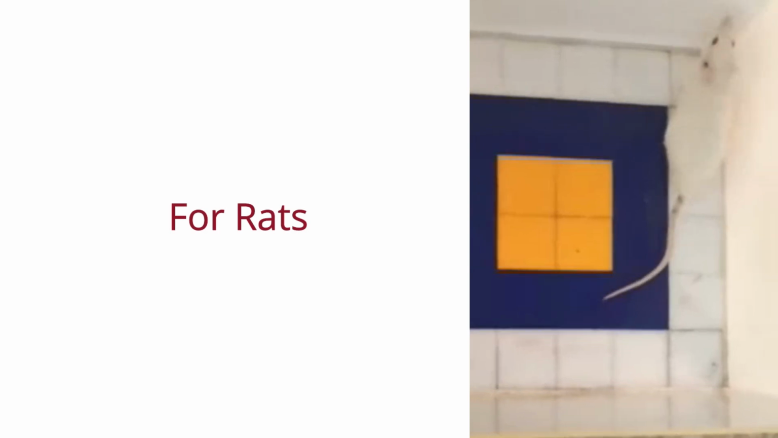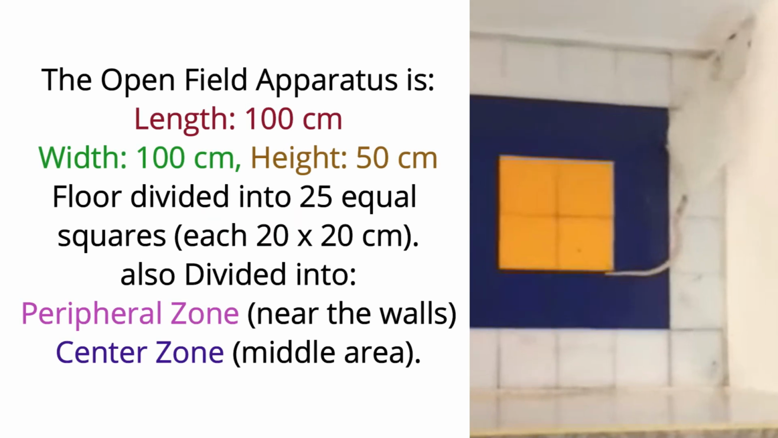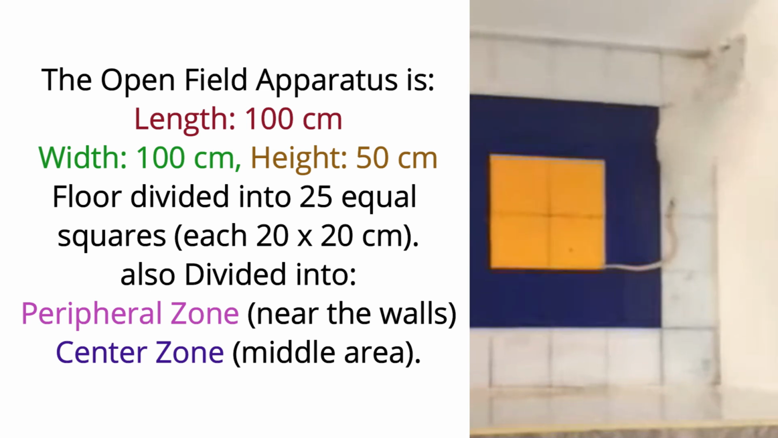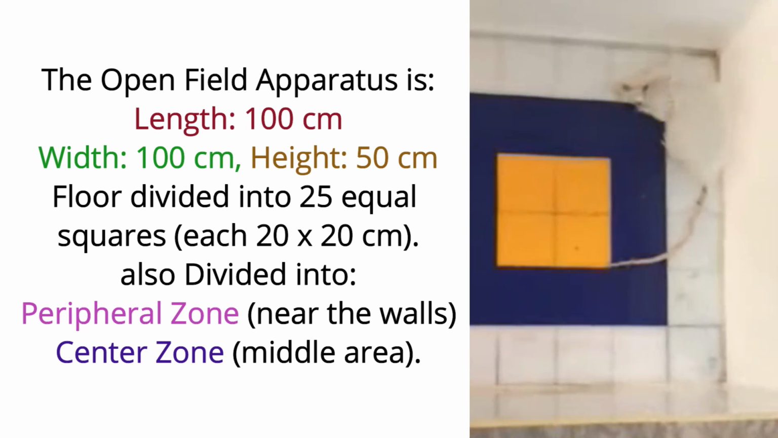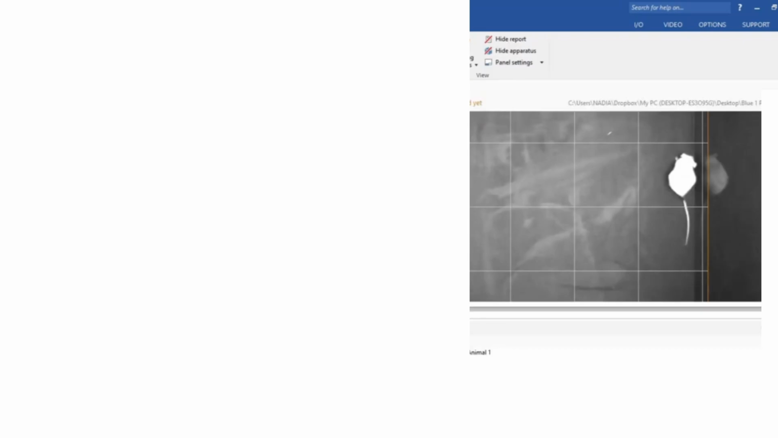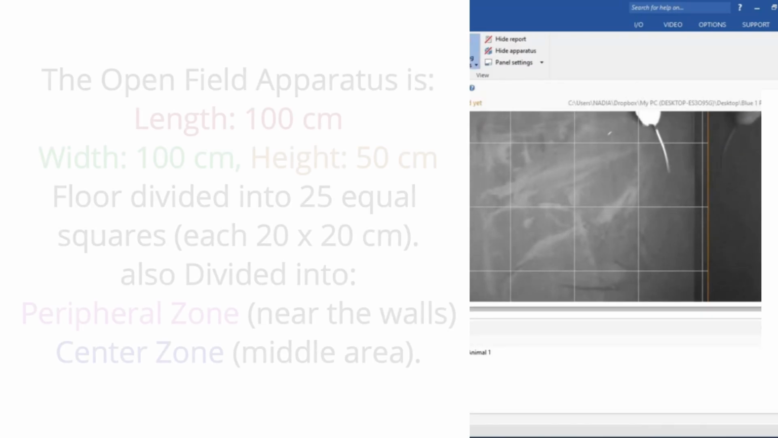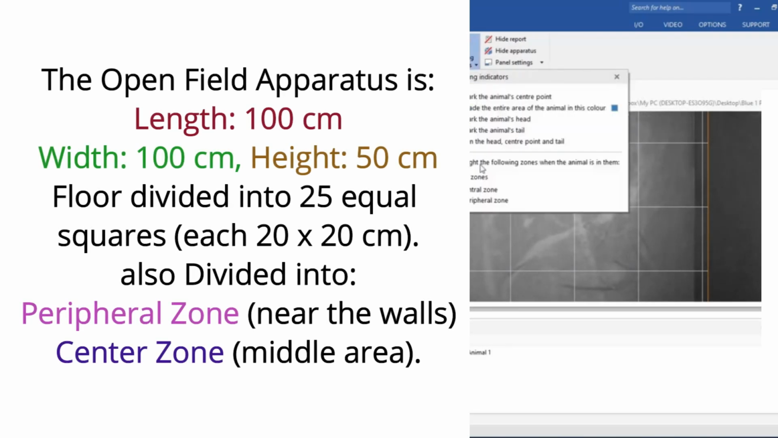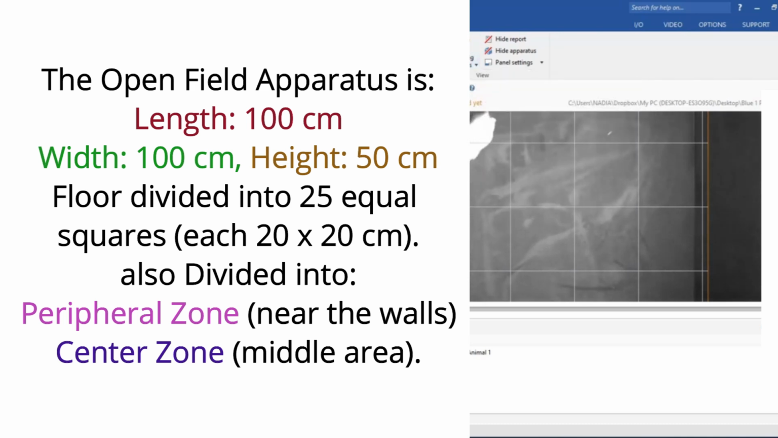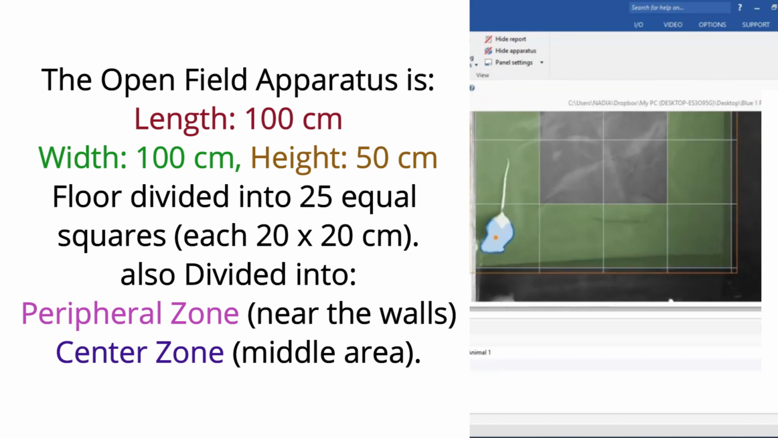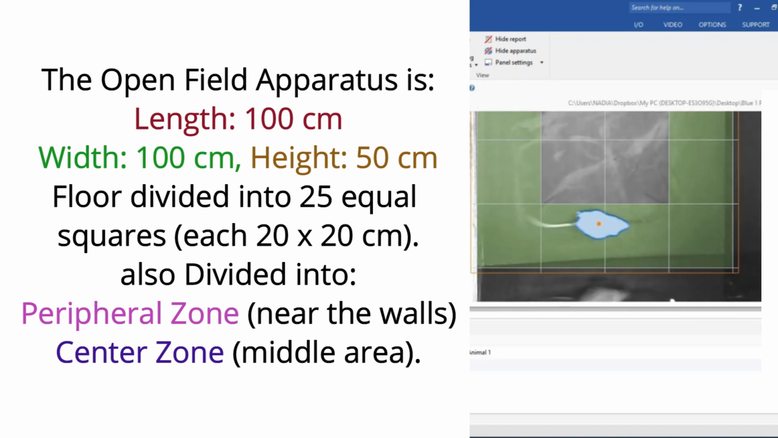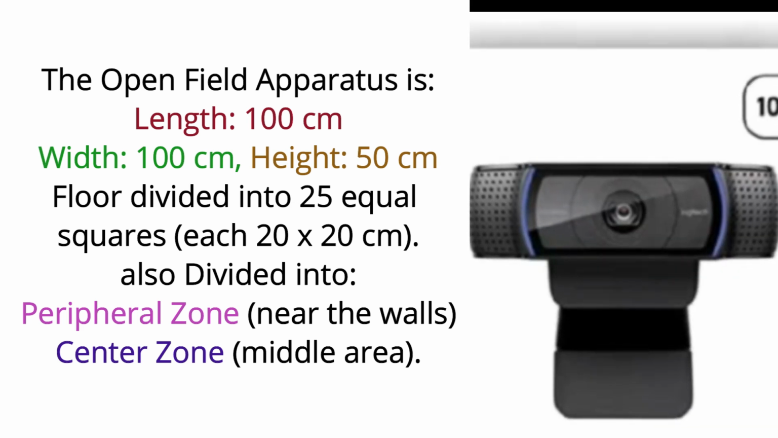It has a measurement. The length is 100 and the width is 100 centimeters. It is divided into 25 squares, each 20 by 20 centimeters. All squares are divided into two types of zones. One is the peripheral zone, you can see here in the picture, and the center zone, the middle area. So the peripheral zone is near the wall and the center zone is the middle area.